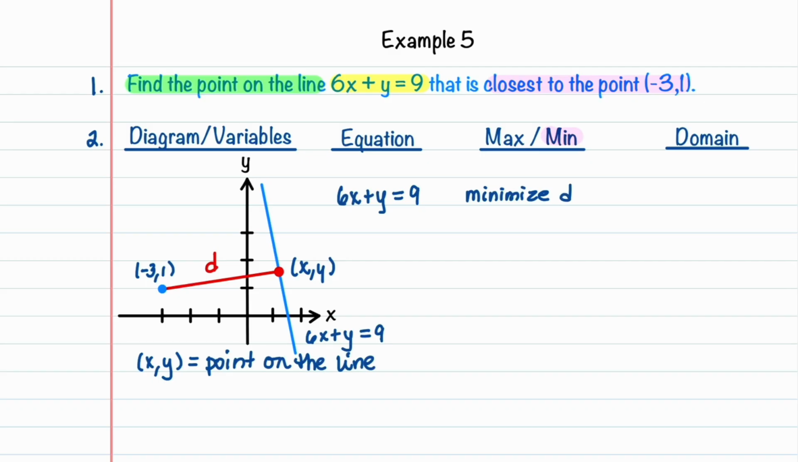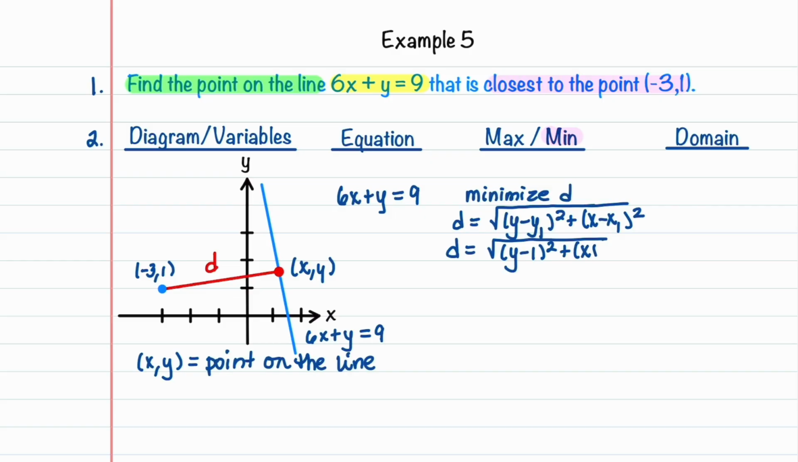d. Let me write down just the general equation for the distance between 2 points. It's the square root of y minus y1 squared plus x minus x1 squared. Now let's go ahead and substitute that x1 is minus 3 and y1 is 1. So this is the square root of y minus 1 quantity squared plus x plus 3 quantity squared.